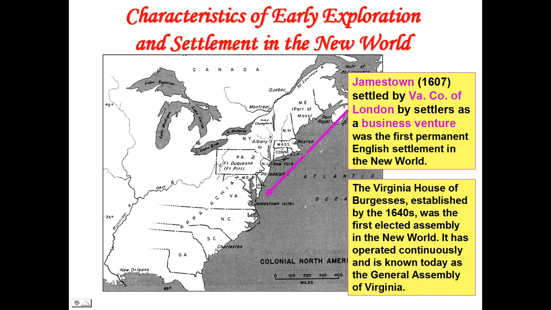You should also know that in Virginia we established the House of Burgesses by the 1640s. This was the first elected assembly, the first elected legislature in the New World. It has operated continuously and is known today as the General Assembly of Virginia.